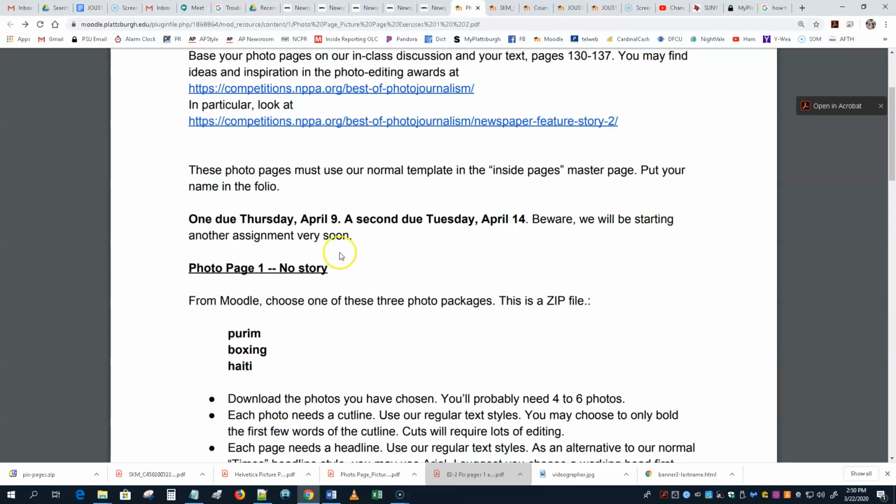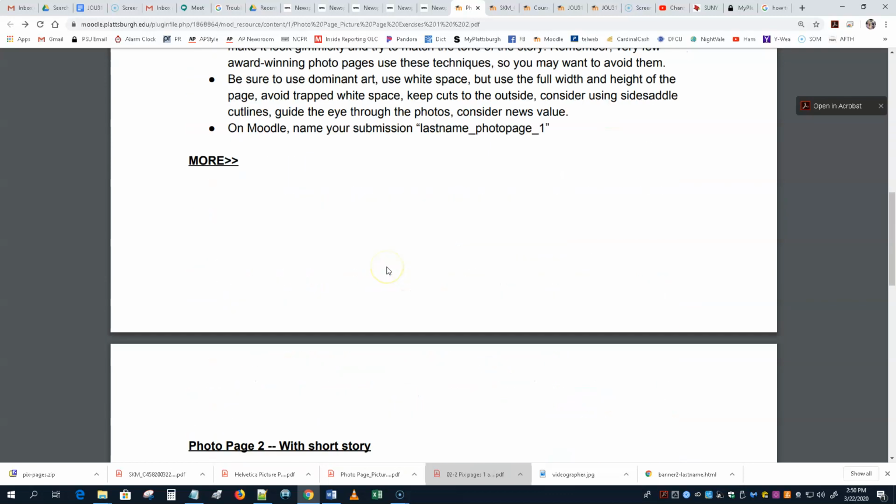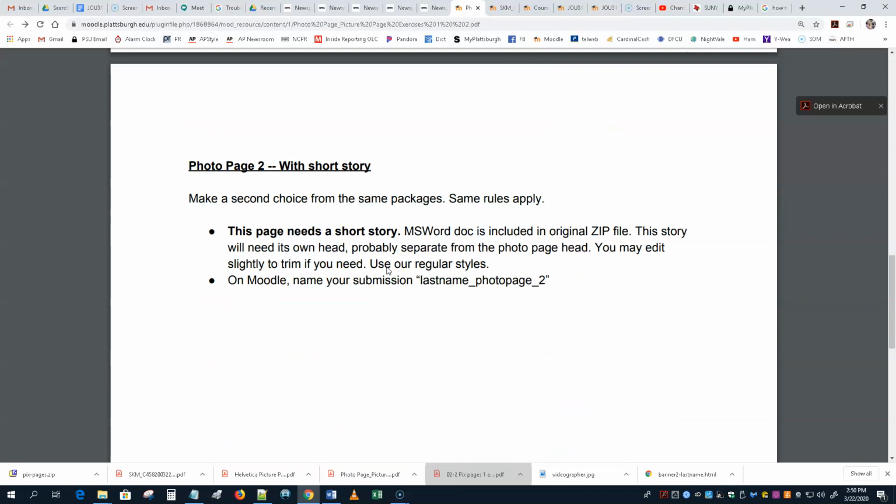That's going to be due on Thursday. And then I'm asking you to do another one, which is not going to be due until next week, but might as well work on the same time. Take a different topic area and do the same thing, except this time you have to use the story also. You may edit it slightly to trim if you need. Use our regular styles. And this will be called photo page 2.